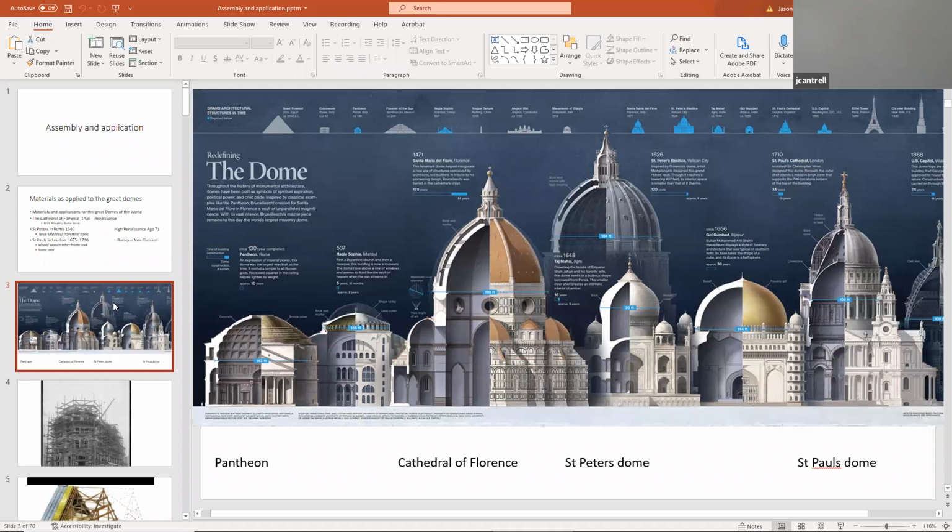This is a great chart showing the size and the height of all the great domes of the world. You know, we've seen the Pantheon many times in ancient Rome. We can see the Cathedral of Florence, the height of St. Peter's, St. Paul's. This is a great chart to have to compare the height of things in other buildings.